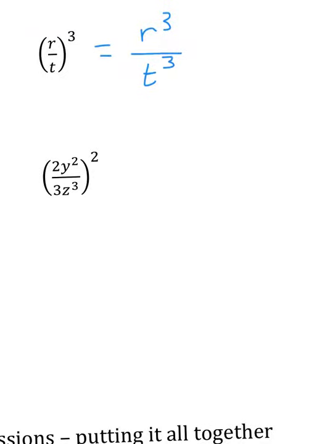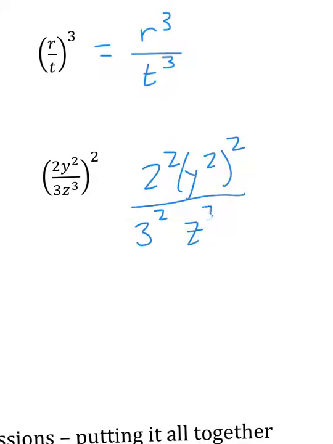One last one. We're going to do the same thing. I'm going to write out all of those steps. So we have this 2 here, 2 squared, y squared, squared, right? We have to square each part of the numerator and also the denominator. So then we'll have 3 to the power of 2 and z to the third to the power of 2. Okay? And then we have 2 squared, well, that gives us 4.